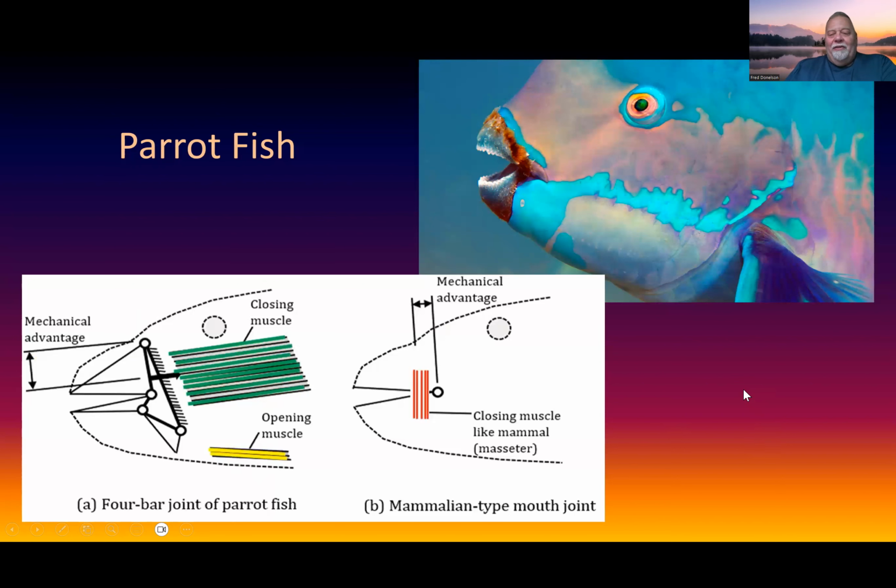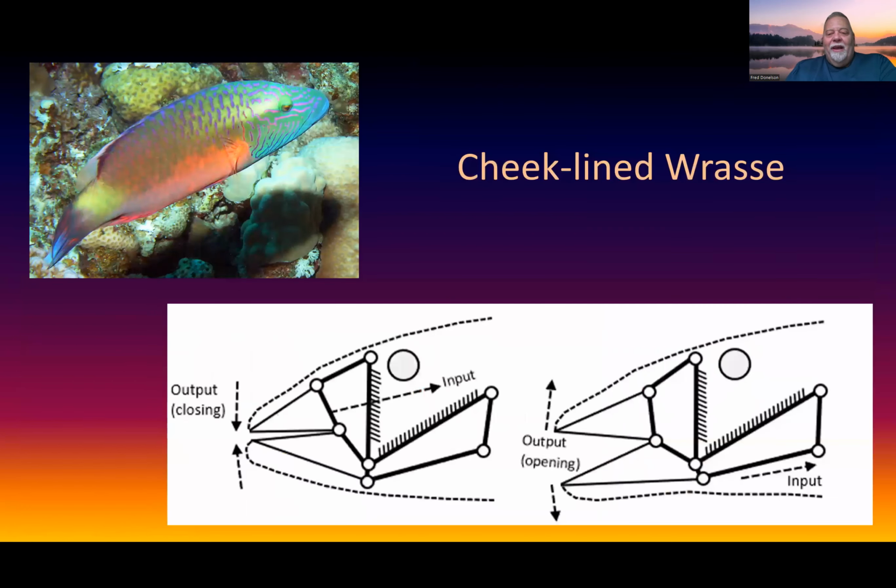Now, if that was the only fish, it wouldn't be so impressive, but there's all kinds of stuff like this in the ocean world. Here's the cheek-lined wrasse, and this one has two four-bar systems that are kind of connected together. When it's closing, it's pulling on this to bring the jaw closed, and it closes pretty hard and clamps down pretty good.